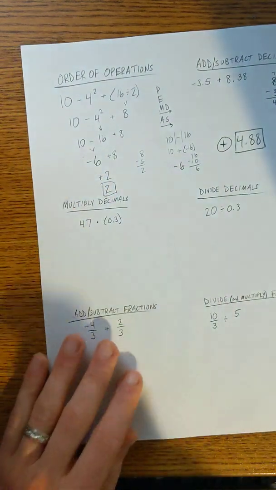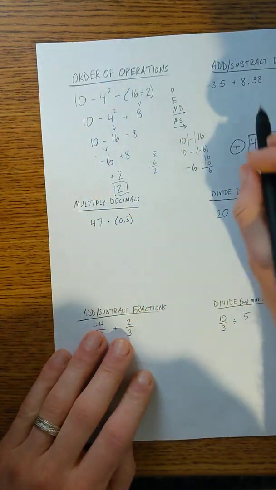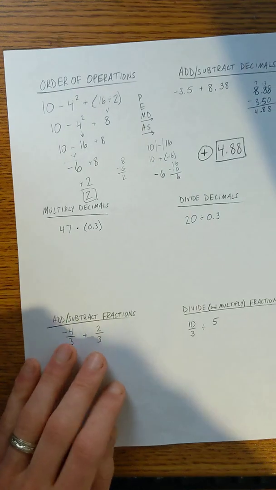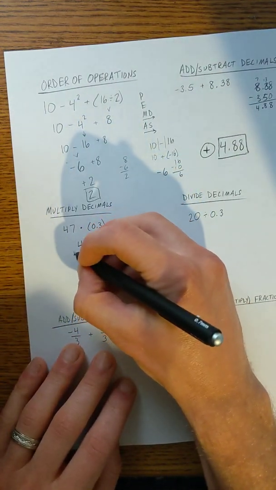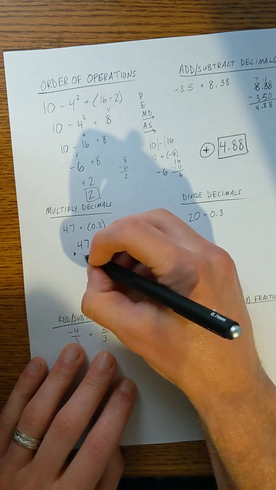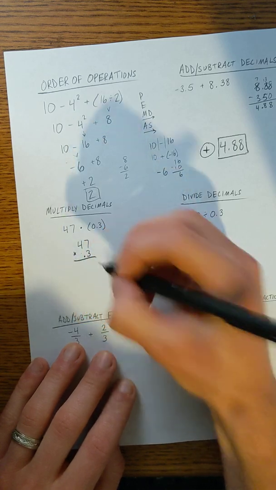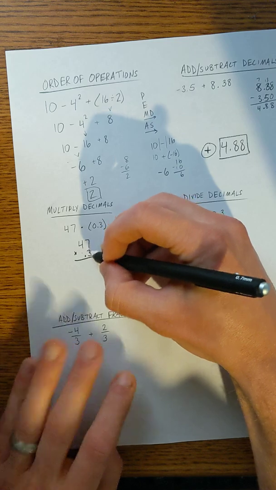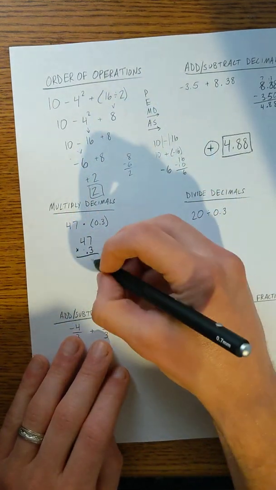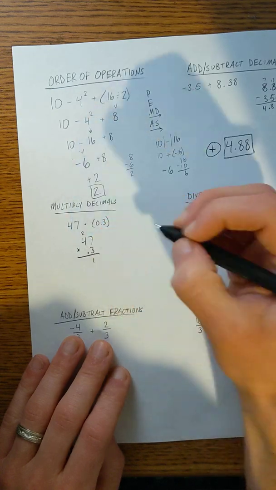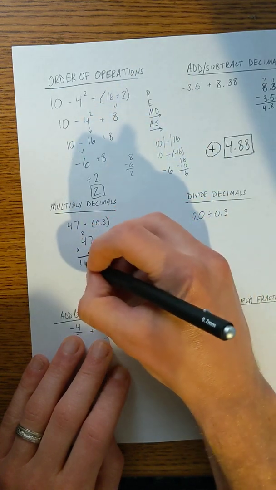Let's take a look at multiplying decimals. Okay, so in multiplying decimals, we do not have to line up our decimal like we did in adding and subtracting. So we have 47 times 0.3. I'm just going to write 0.3. Okay, so we're going to just carry out just like normal multiplication. We'll worry about our decimal after. 3 times 7, 21. 4 times 3, 12 plus 2 is 14.